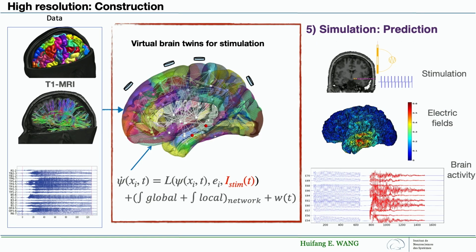And then we can put the stimulation there. For example, this is SEEG stimulation, with the electrode node here. We calculate the electric field, and then we put this stimulation term in our models here, and we can predict what the brain activity looks like at the sensor level.